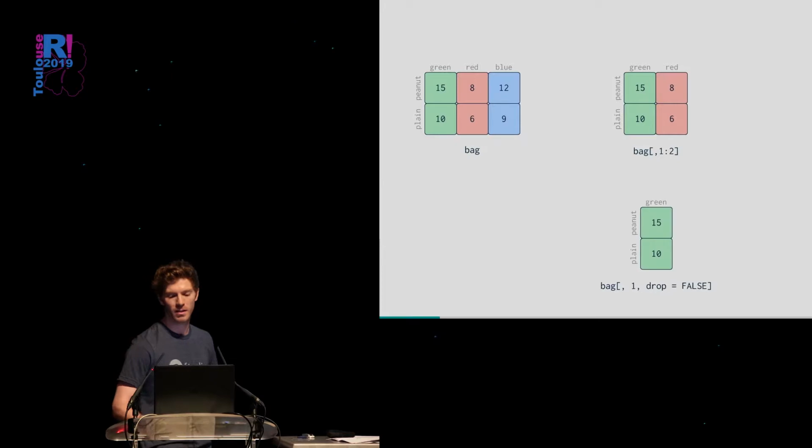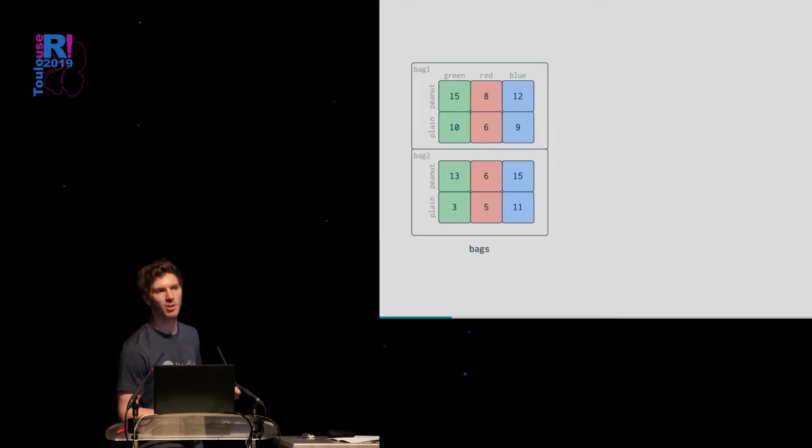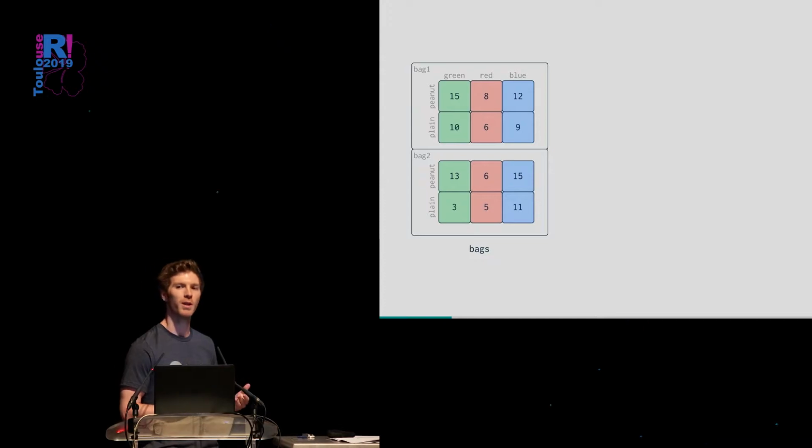You can easily fix this. Just set drop equals FALSE. So now we've got our 1-column matrix that we expected, but this isn't an end-all solution, as you'll see in a moment. To demonstrate why that's not an end-all solution, we're going to need to go 3-dimensional.